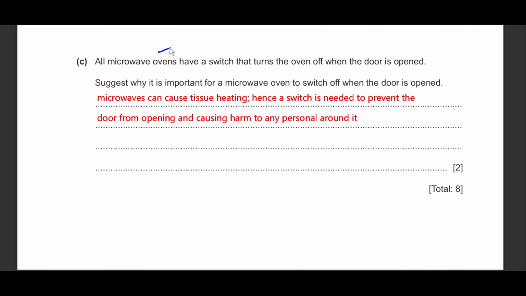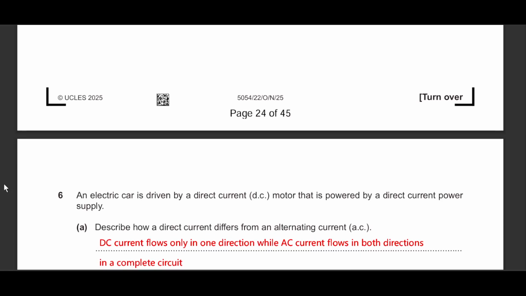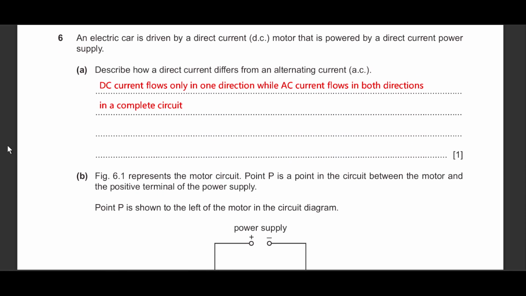Part C. All microwave ovens have a switch that turns off when the door is opened. Why is a safety switch there? You see, microwaves can cause tissue heating. If they were let out of the microwave environment, and if they reached you, they will cause burns, which is not a good condition. It's unsafe. So hence, a switch is needed to prevent the door from opening and causing harm to the person around it, right? So it needs to break the circuit so that the microwave does not keep running.